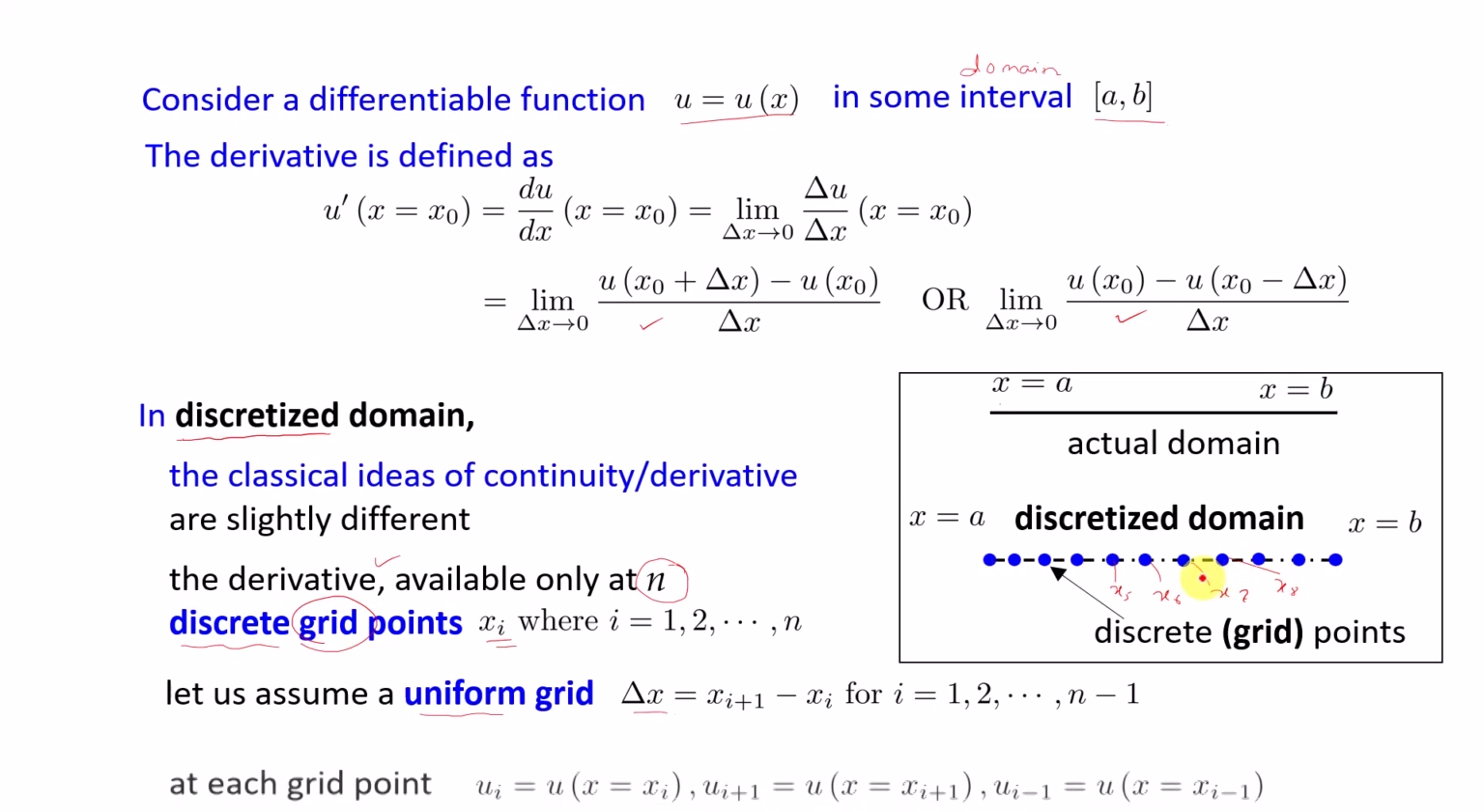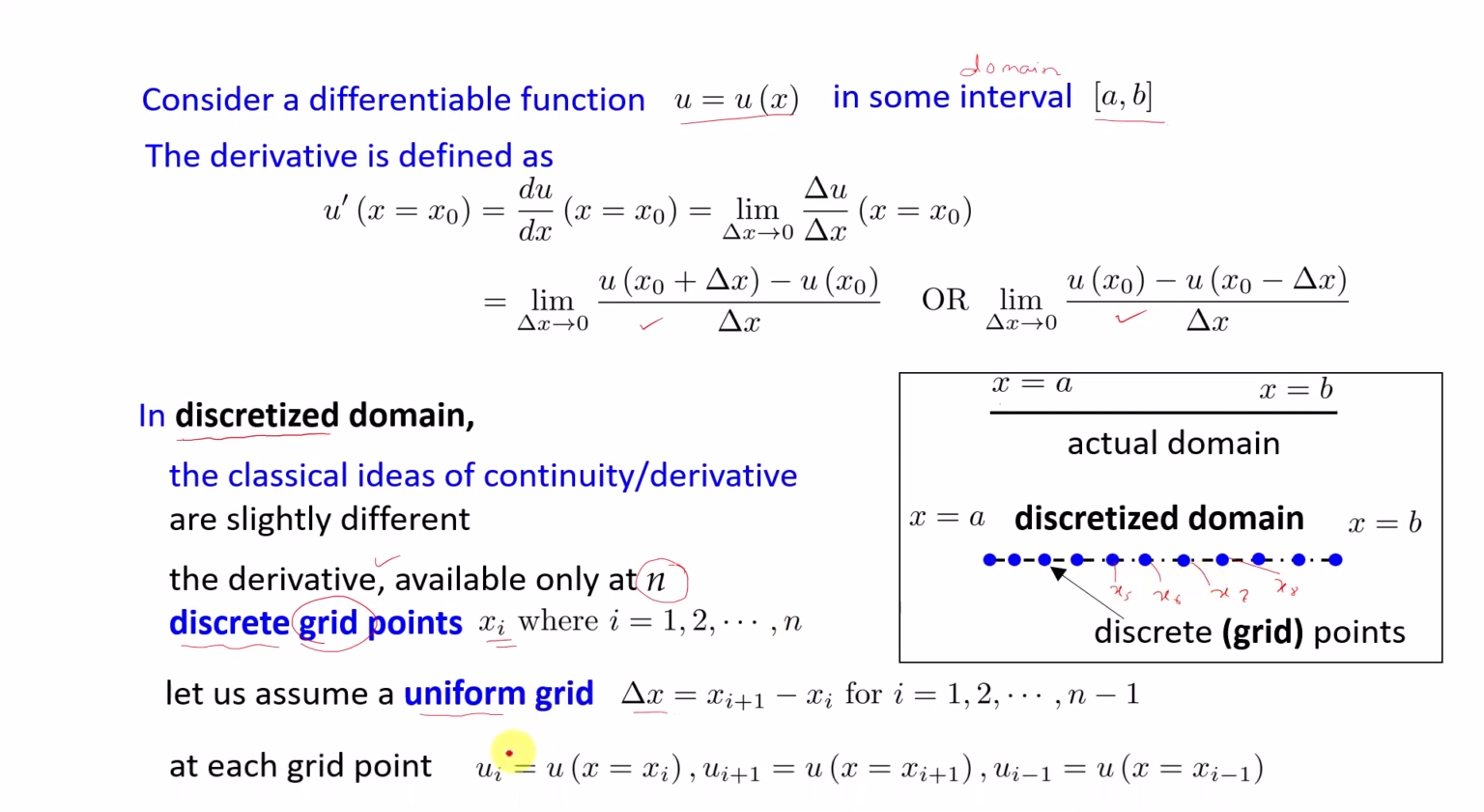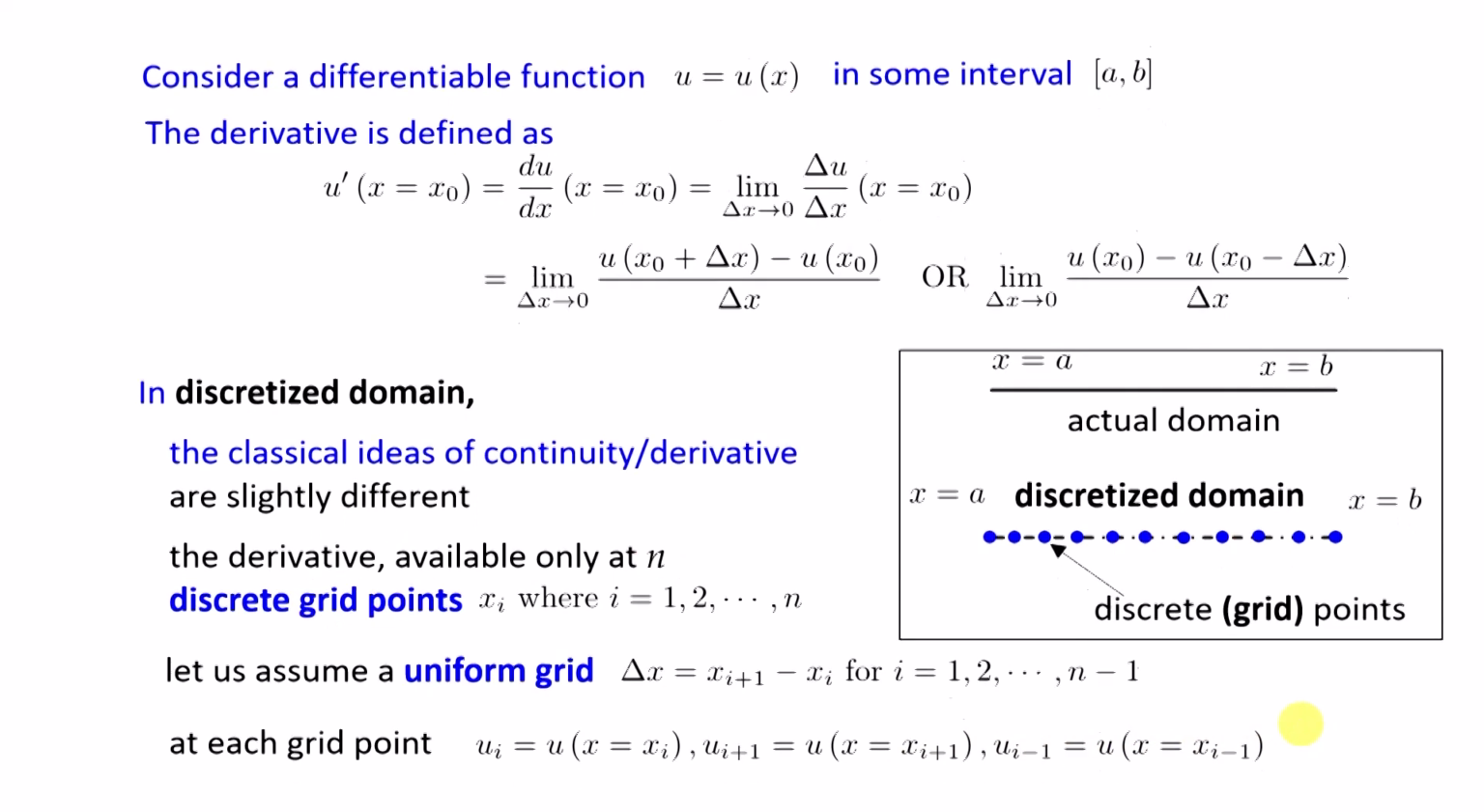And also at each grid point I know the value of u. Value of u is defined at those points. So ui is u at x equals xi, ui plus 1 is equal to u at x equals xi plus 1, ui minus 1 is u at x equals xi minus 1.